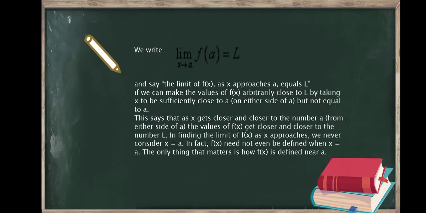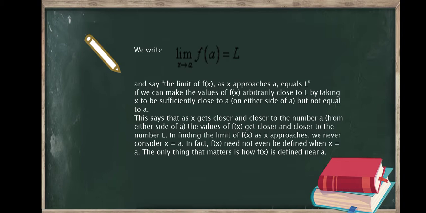So we write this symbol and say the limit of f of x as x approaches a equals L. This means we can make the values of f of x arbitrarily close to L by taking x to be sufficiently close to a but not equal to a. So this says that as x gets closer and closer to the number a, the values of f of x get closer and closer to the number L.